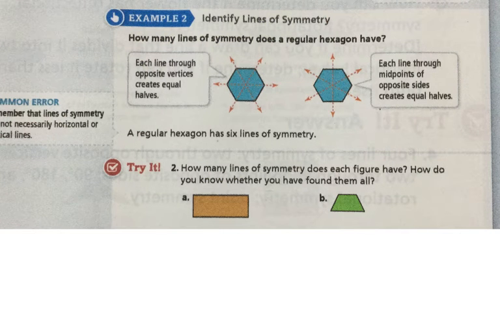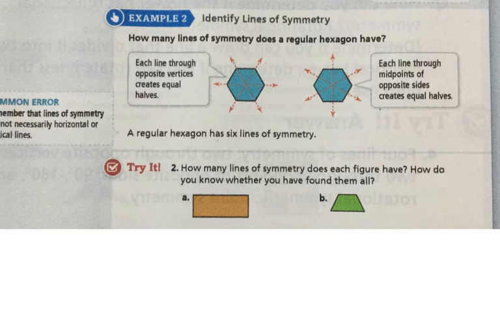Okay, so now we're going to be counting up how many lines of symmetry each one has. So we're focusing now mainly on reflectional symmetry. Right? Can I reflect it or fold it over this line and it folds exactly on top of itself? Okay, so when you look at example 2, you can see a line through every vertex of a regular hexagon.